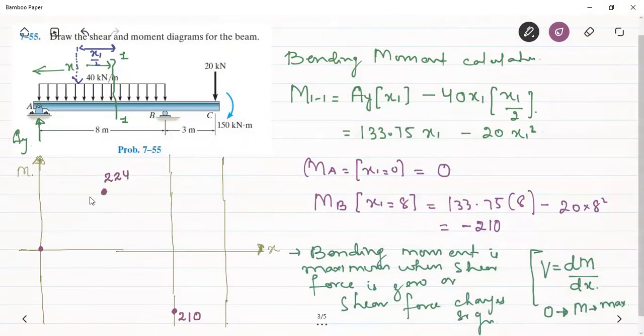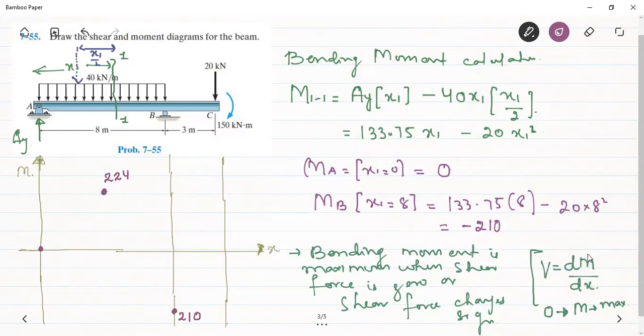We have seen that the bending moment at A is equal to 0, at B it is equal to minus 210, but at a distance of 3.34 meters from the support A, the bending moment will be equal to 224 kilonewton meter. Now there is a parabola which is going to connect them. We have two types of parabola: one having an increasing slope and another having a decreasing slope. But we can see the relation V is equal to dM by dx. The slope of this parabola depends upon the shear force.